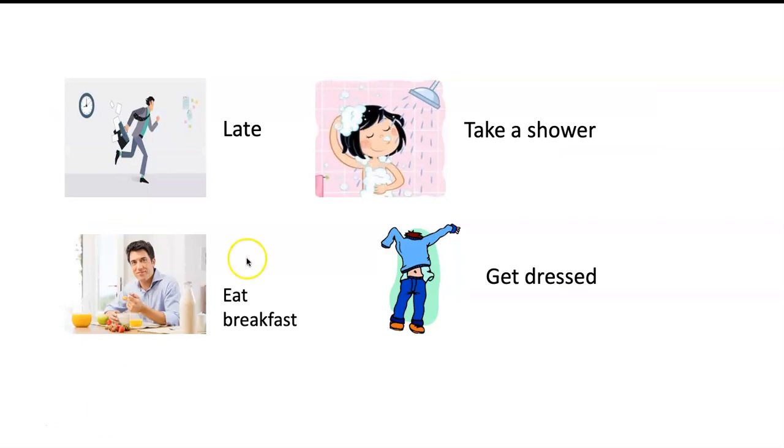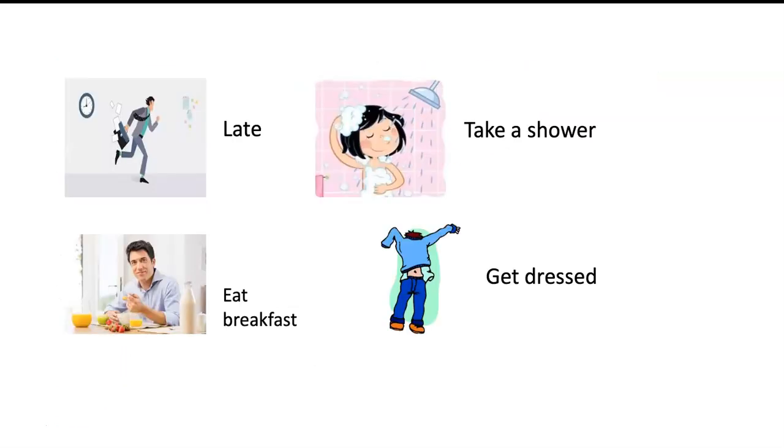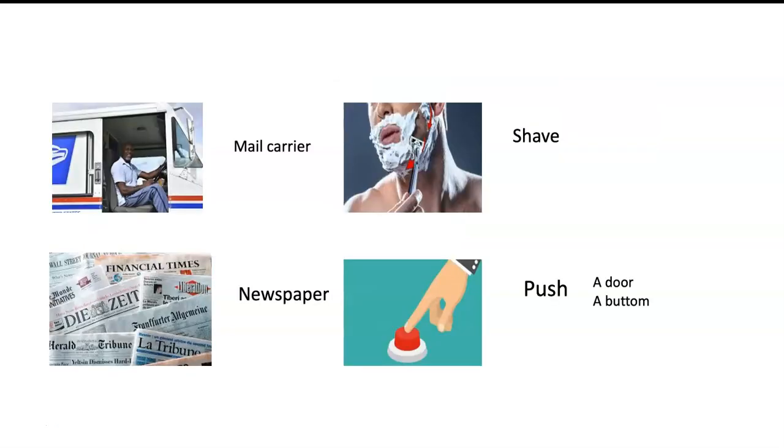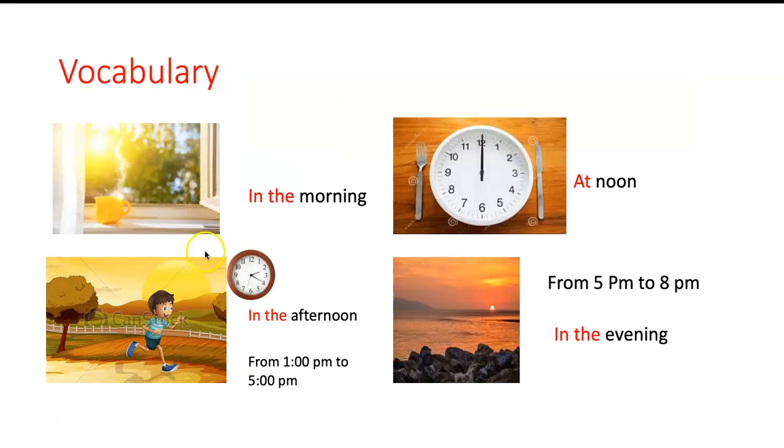Now we have late. Late is when you are in a rush and you are running because maybe you start working at 9 and you are not in the office. So late, tarde. Take a shower, eat breakfast, get dressed. Now, what are you going to do? You are going to write sentences with the new vocabulary. With all this vocabulary, you are going to choose 10 words and write sentences.